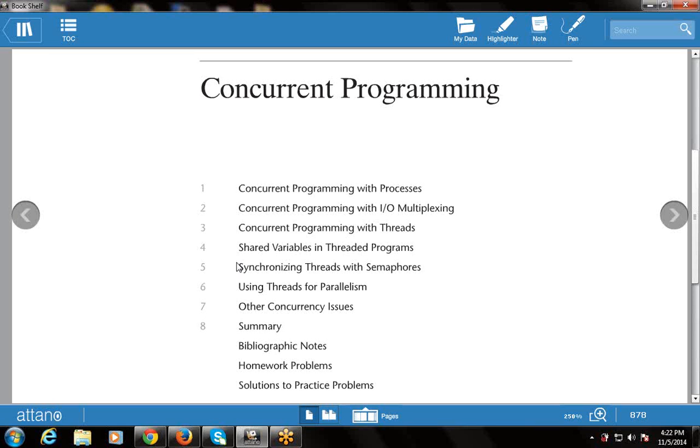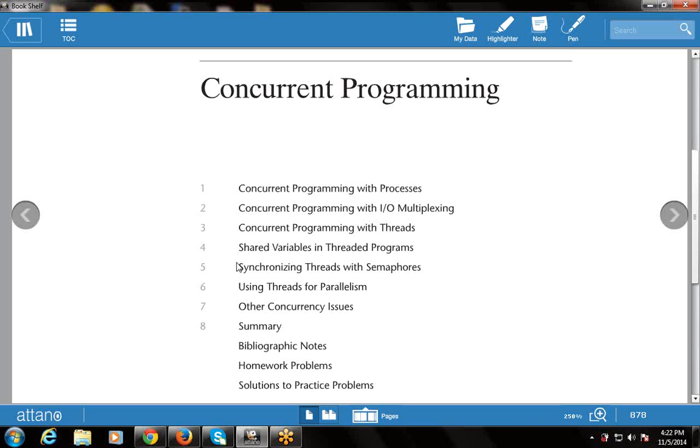Then other concurrency issues, means what are the issues that are available whenever we use concurrent programming. And the last one is the summary. So these are the 8 topics that are covered in this chapter, that is the concurrent programming topic.